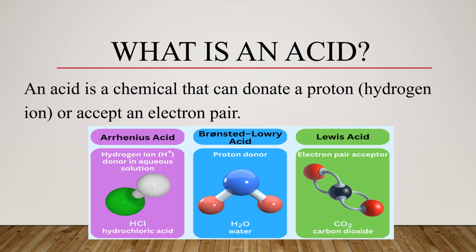What is an acid? An acid is a chemical that can donate a proton or accept an electron pair. Here, hydrogen is a proton. For example, see here HCl and H2O. In HCl and H2O, hydrogen acts as a donor. In a Lewis acid, it acts as an acceptor.